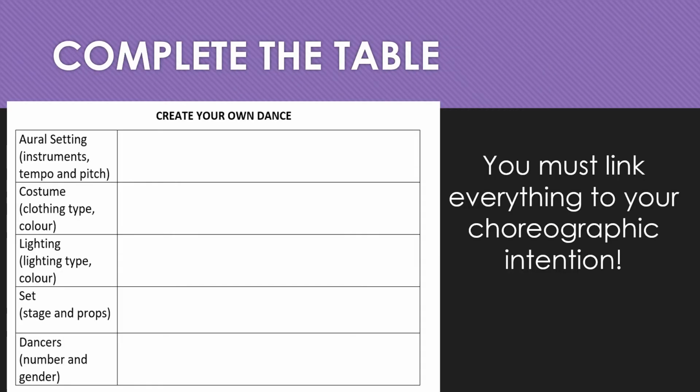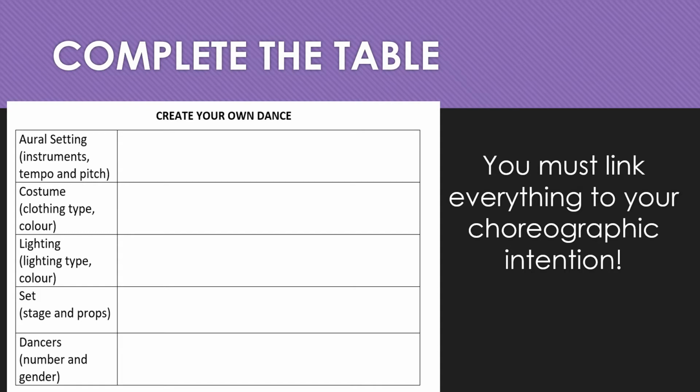Okay, so you should have mind mapped around your stimulus and have a really clear choreographic intention. Now we need to start creating the dance, and we're going to create all elements of this dance. So we're going to create the oral setting, the costume, the lighting, the set, and the dancers. Starting with oral setting, this is the music that's going to accompany this piece.